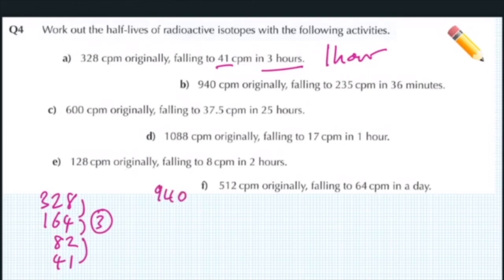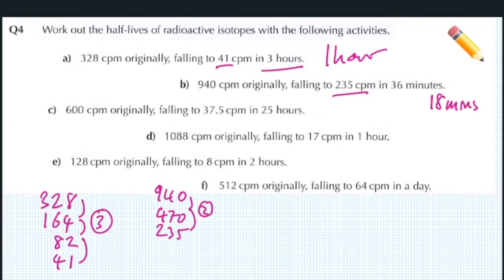Part B, let's start with 940, divide that by 2, that gives us 470, then 235. Crikey, we've already reached our target. So that only took 2 half-lives. So 2 half-lives in 36 minutes. Well, if 2 half-lives is 36 minutes, then 1 half-life must be half of that. So if we divide 36 by 2, we get 18 minutes.